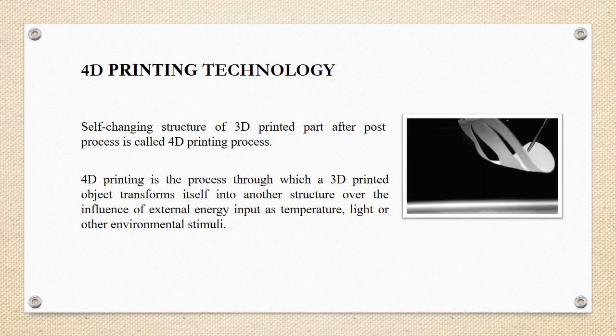4D printing technology. Let's have a look at the definition of 4D printing technology. The self-changing structure of a 3D printed part after post-processing is called the 4D printing process. 4D printing is the process through which a 3D printed object transforms itself into another structure under the influence of external energy input such as temperature, light, or other environmental stimulus. As we can see in the example here in the zip file, the object transforms as per the required external energy input.